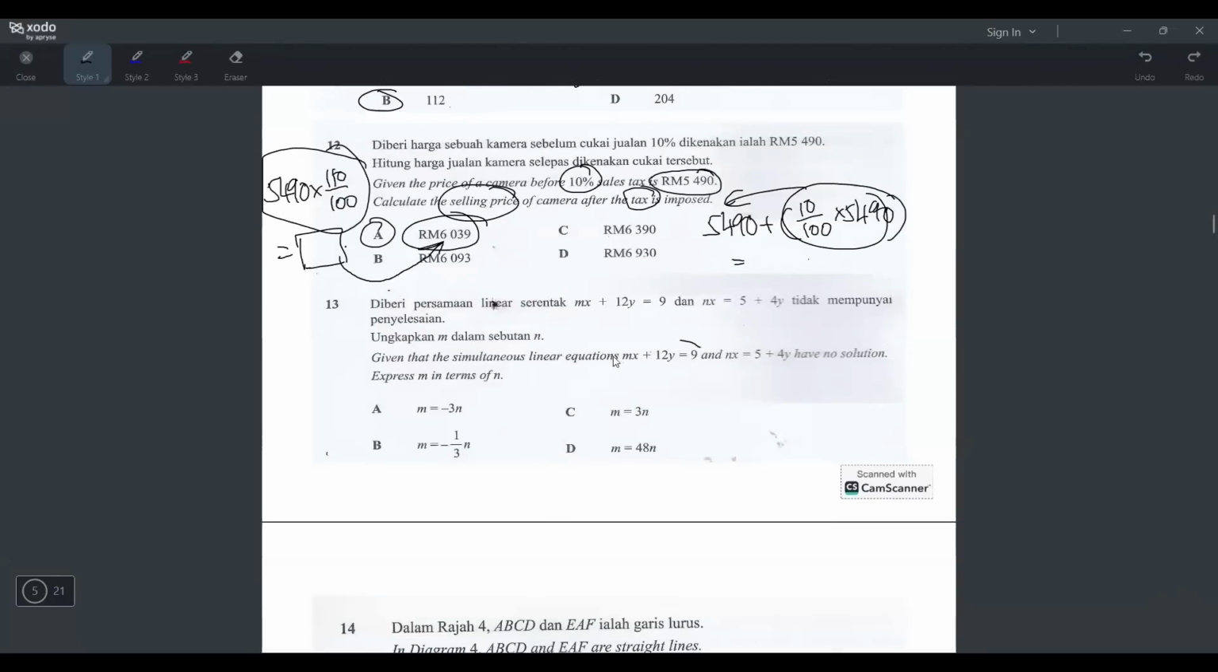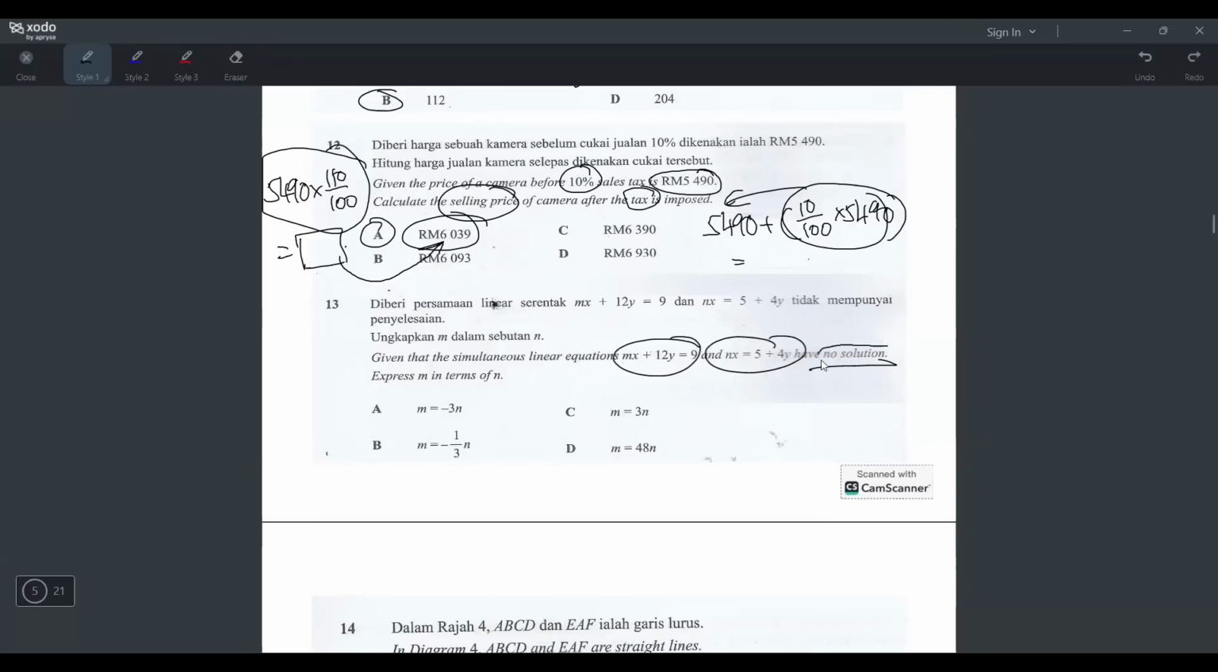Given that the simultaneous equations, this and this, have no solution, express m in terms of n. Okay, this one there are two methods. I'll explain using two methods. So let me explain using the first method first.